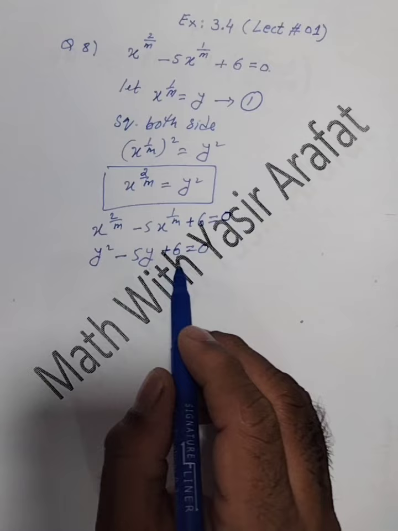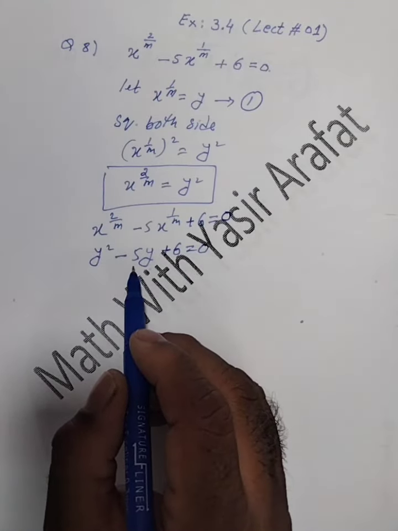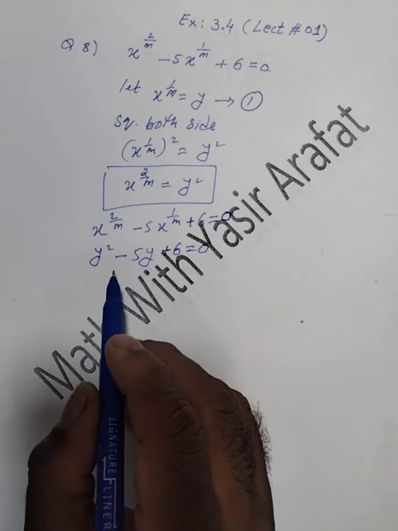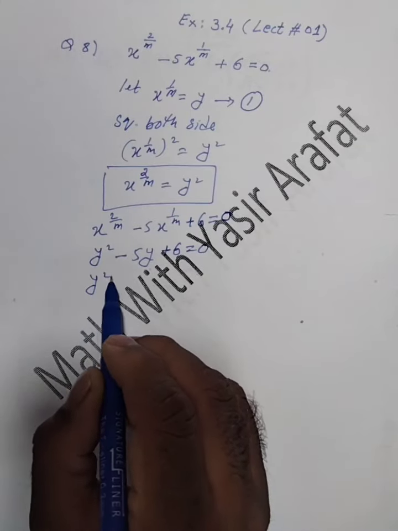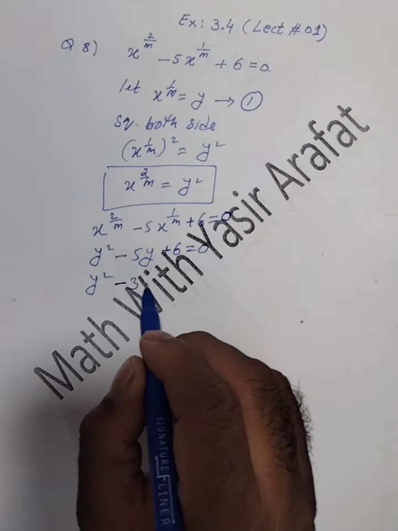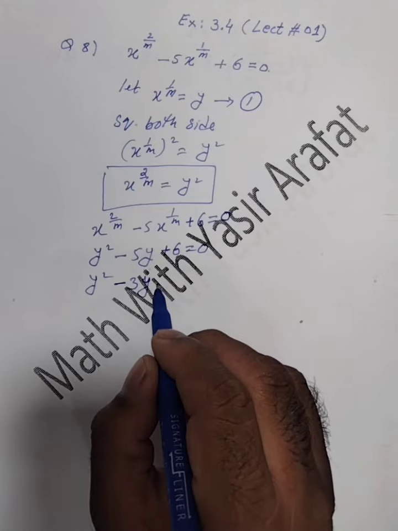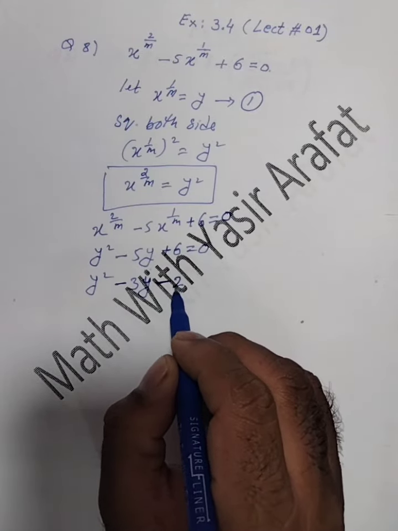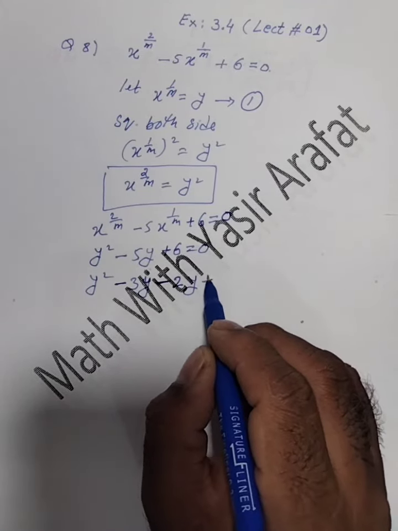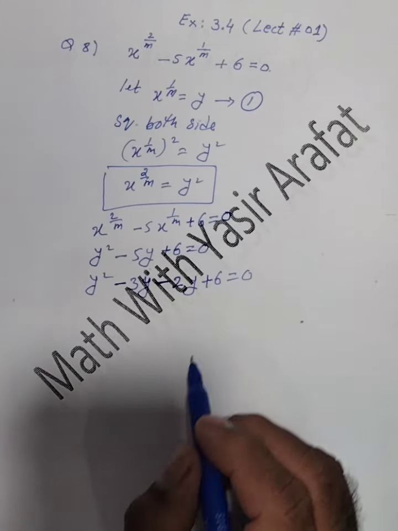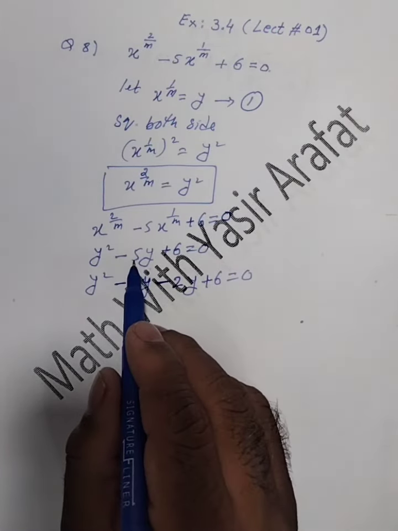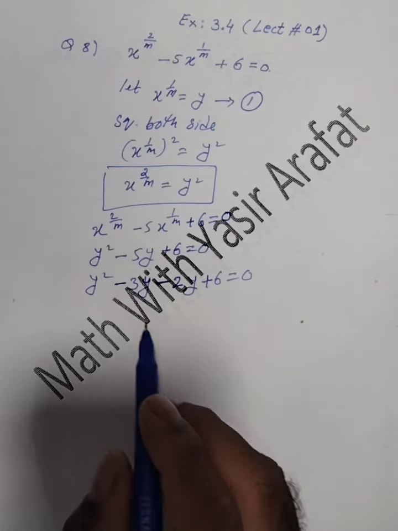Now factors, 3 2s are 6. We have to middle term break here. This is the quadratic equation again here. So this is y square minus 3y minus 2y plus 6 equal to 0. Minus 3 minus 2, it is equals to minus 5.